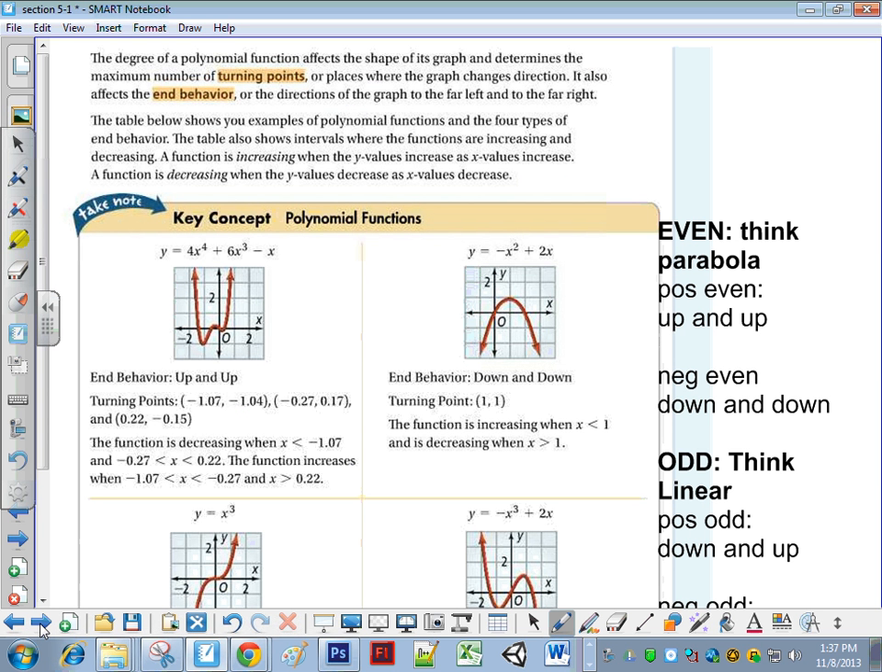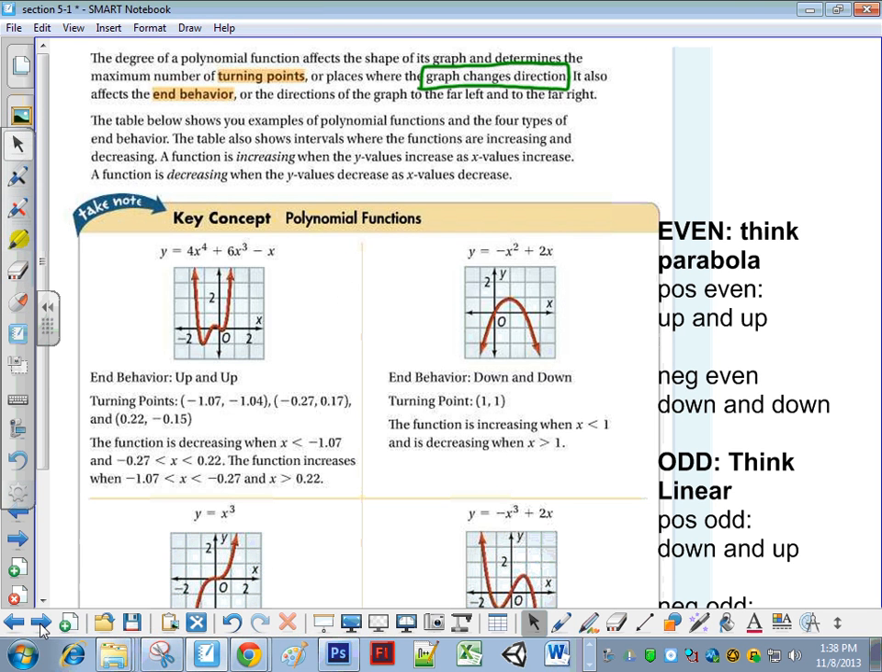Next, we're going to talk about what are called turning points. These are places where the graph changes direction. Very important. It also affects the end behavior, the directions of the graph to the far left and far right.